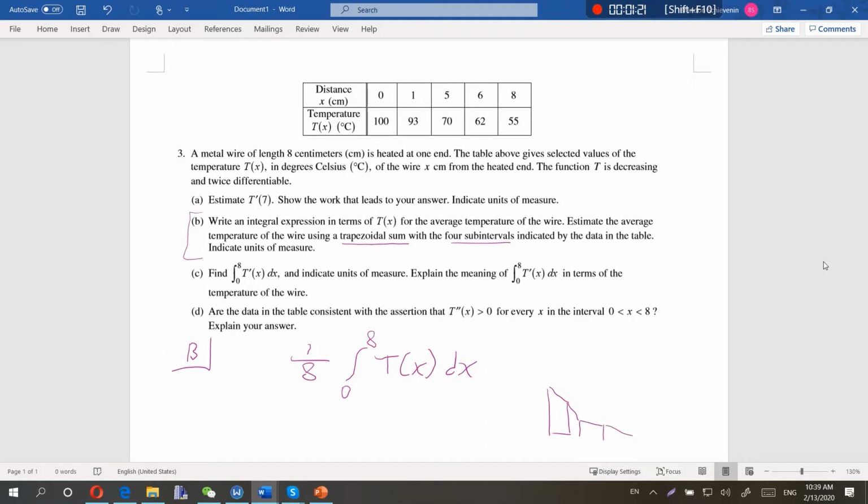But how do I know that it's trapezoids? Because they told us that this would be a trapezoidal sum, so we need to use trapezoids for our shape. If they tell you it's a left-hand Riemann sum, a right-hand Riemann sum, or a midpoint Riemann sum, then you can assume we're just using boxes. But if they give you trapezoids specifically, then we've got to use trapezoids.